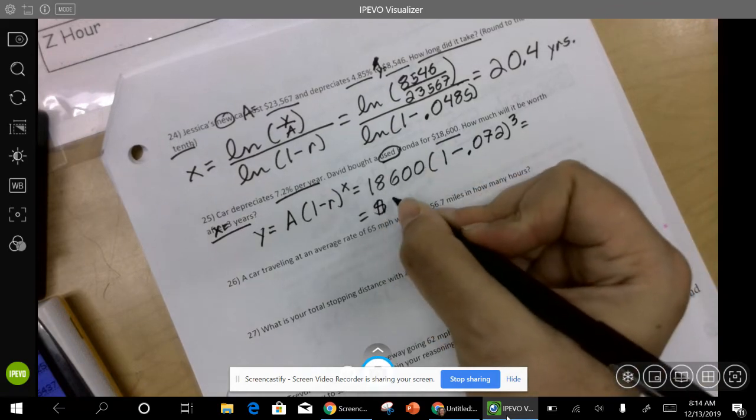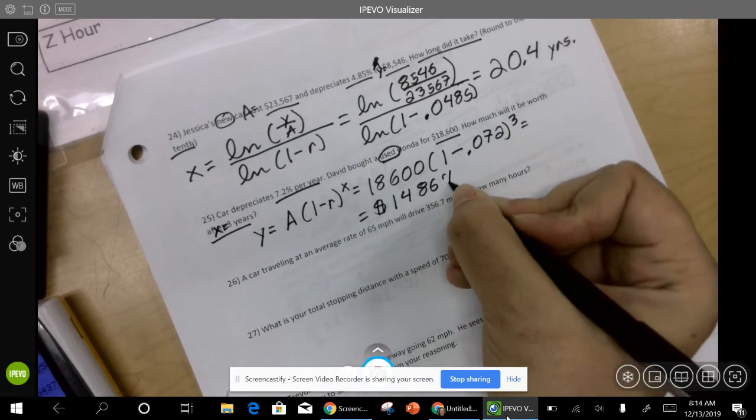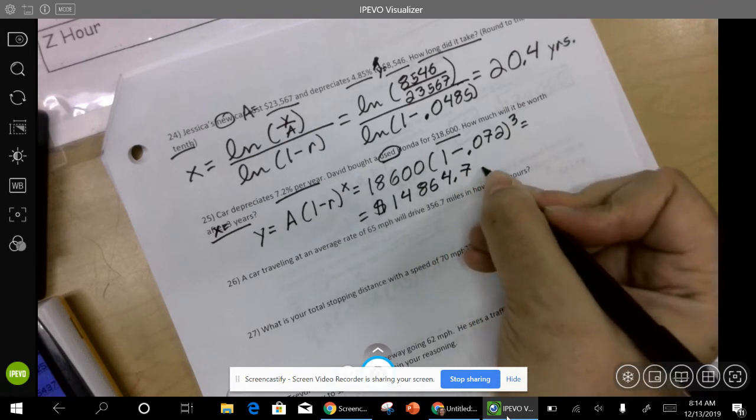So the value is going to go down to $14,864.72.